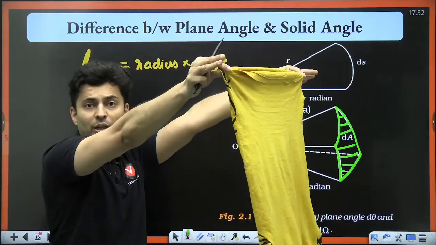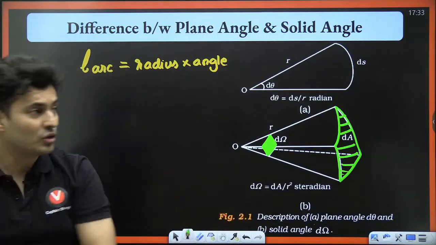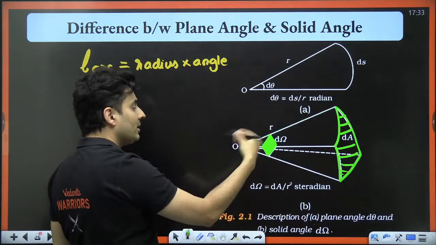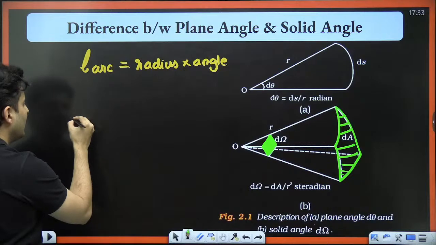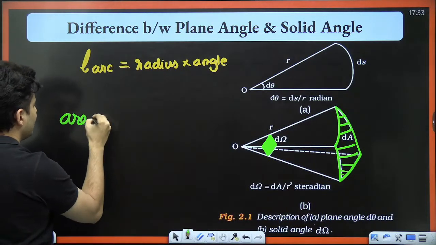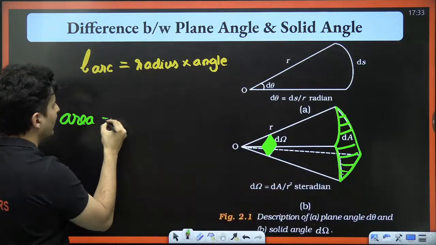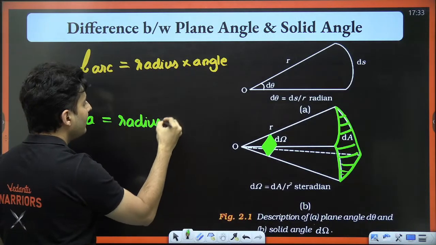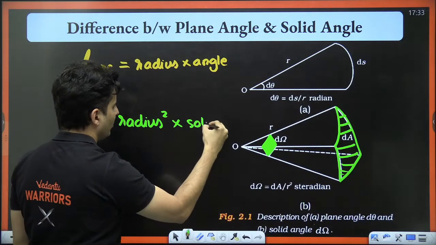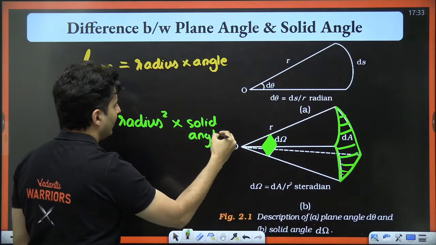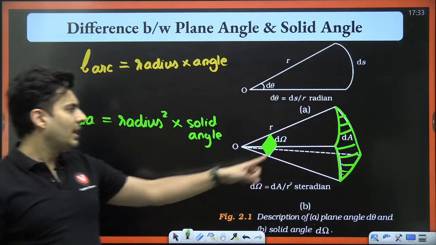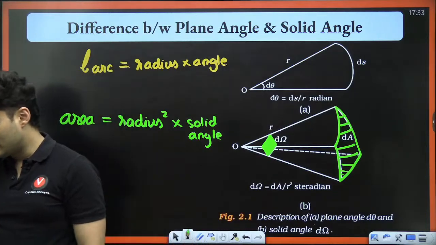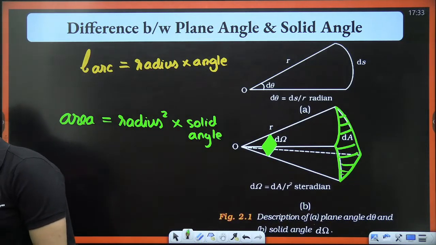It is not just going to be by 2 lines. I will need 2 more lines, not just 2 lines on the top but also 2 more lines here, so that I can figure out that 3-dimensional angle. And that area which I have marked over here will now be radius square multiplied by the solid angle. That's how solid angle has been defined. This area will be the radius square multiplied by the solid angle. Okay, is that clear?